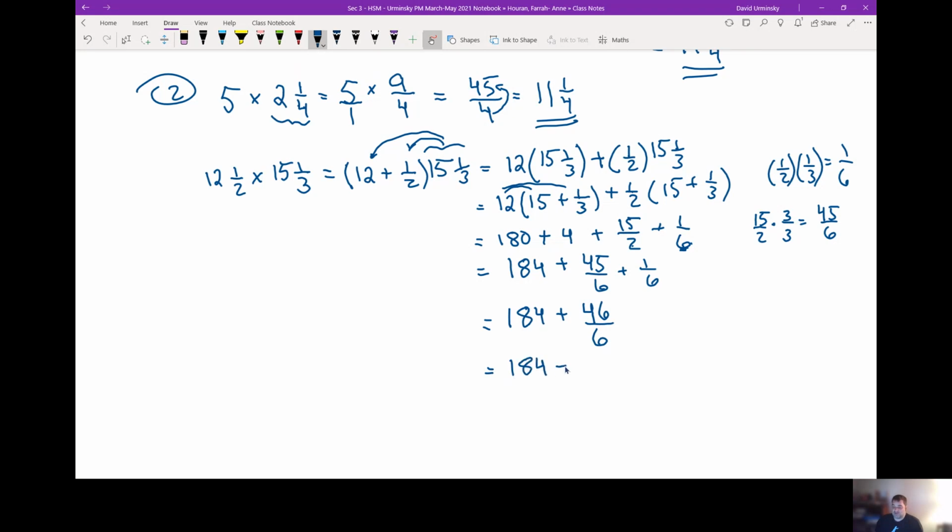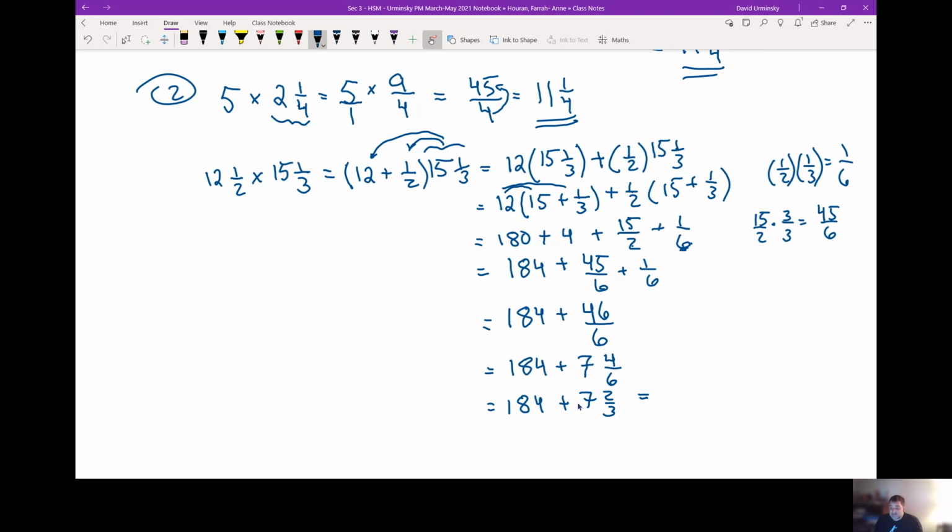So we have 184 plus, 6 goes into 46 7 times to get 42. So we'll get 7, and we're left with 4 left over. So we're left with 4 6s, or we're left with 7, and 4 6s is really 2/3. We can simplify that. This is what we have. We have 184 plus 7 and 2/3.